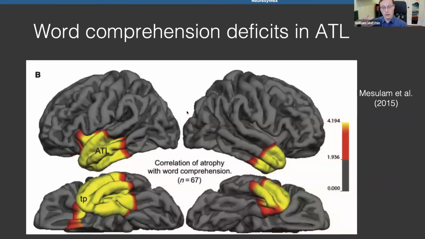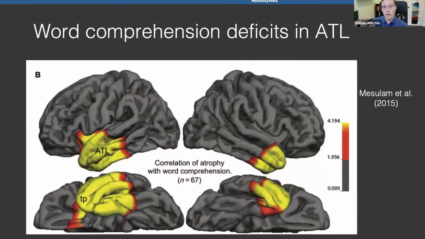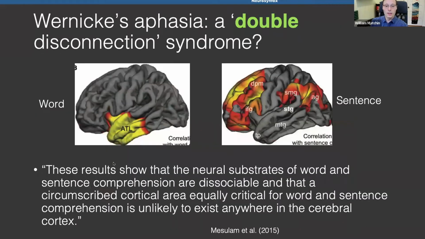And with respect to the neurodegeneration patterns, what they find is that word comprehension deficits were primarily associated with anterior temporal lobe degeneration, and sentence comprehension deficits were associated with frontal-parietal degeneration, right? Consistent with this double disconnection idea, the real syntactic deficits are due to disruption of processing in those areas, and word comprehension deficits are due to disruption of processing in the anterior temporal area. So the claim here is that the neural substrates of word and sentence comprehension are dissociable, and that a circumscribed cortical area equally critical for word and sentence comprehension is unlikely to exist anywhere in the cerebral cortex.